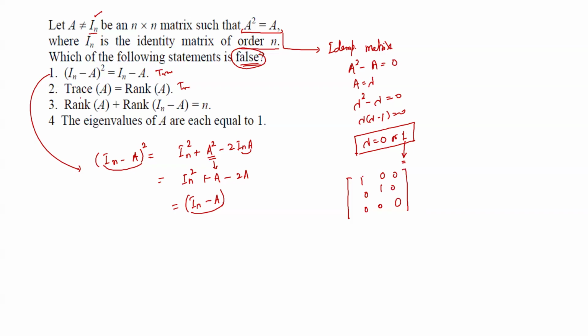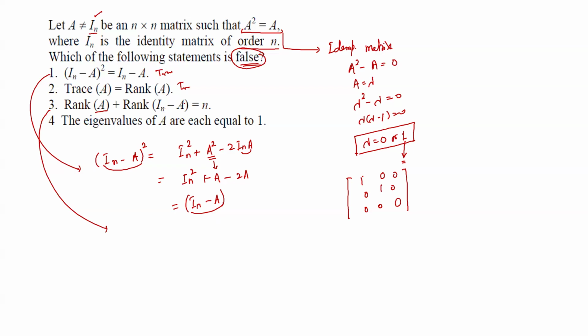Talking about option number 3, rank of A plus rank of IN minus A is n. Rank of A, as we know, is the number of eigenvalues that are 1. Rank of IN minus A: IN minus A is also an idempotent matrix.